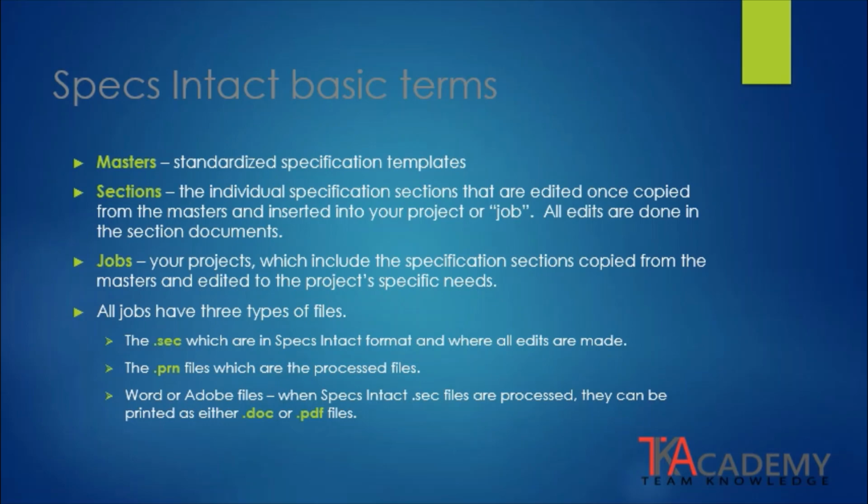When all the edits are complete and the project is done, the project is processed and the individual SEC files become the PRM files. The PRM files cannot be edited. If edits are required, the native SEC file needs to be edited and then reprocessed to replace the existing PRM file. The third file type can be either Word or PDF files. These are the files that can be used for distribution or for printing.